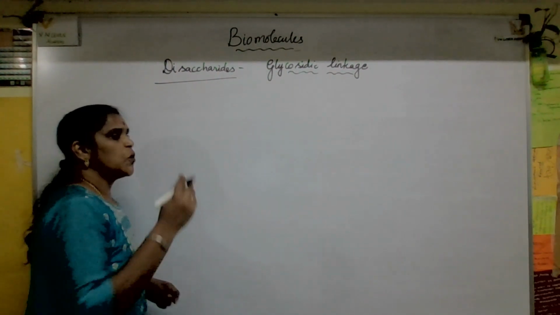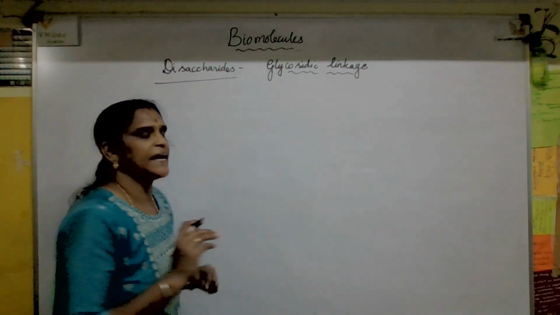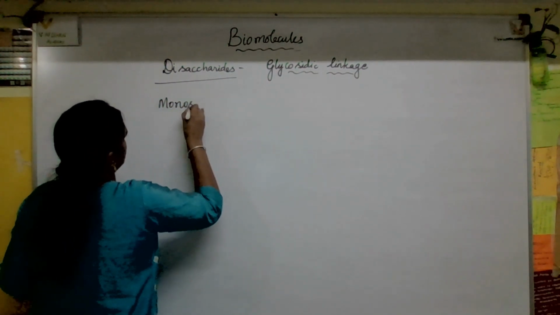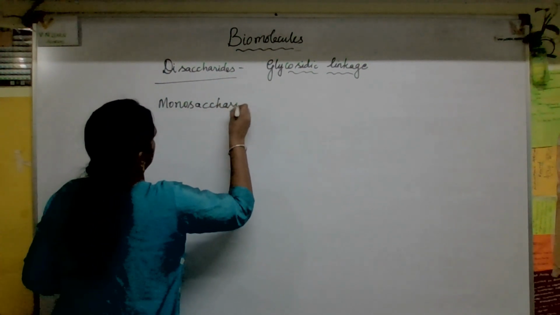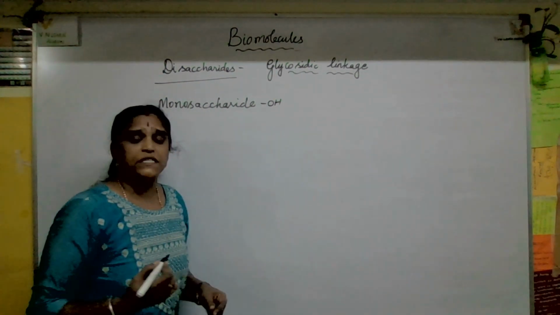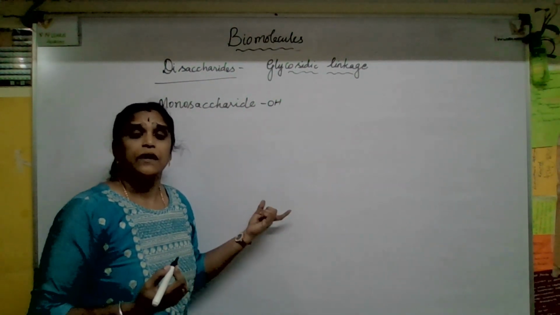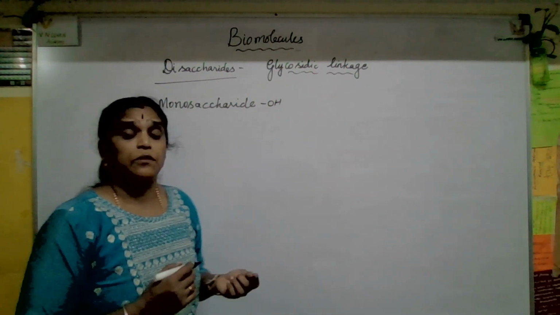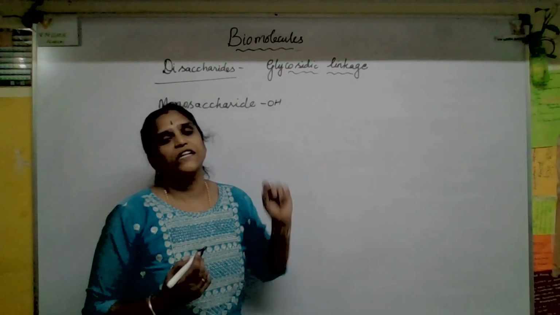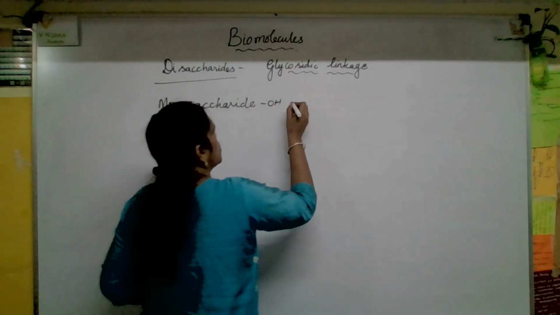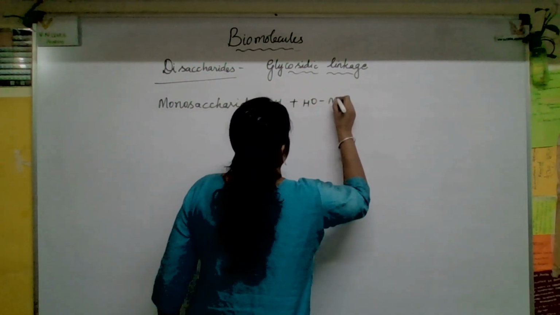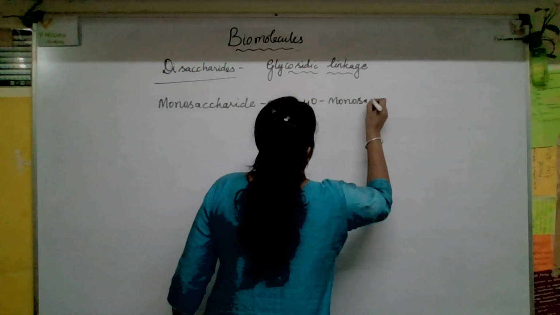Disaccharide. Two monosaccharides combine to form a disaccharide. Monosaccharide examples are glucose, fructose, galactose. These are all monosaccharides, like alpha glucose and beta glucose. Naturally, an OH group will be available. So two monosaccharides means here OH, and another monosaccharide.